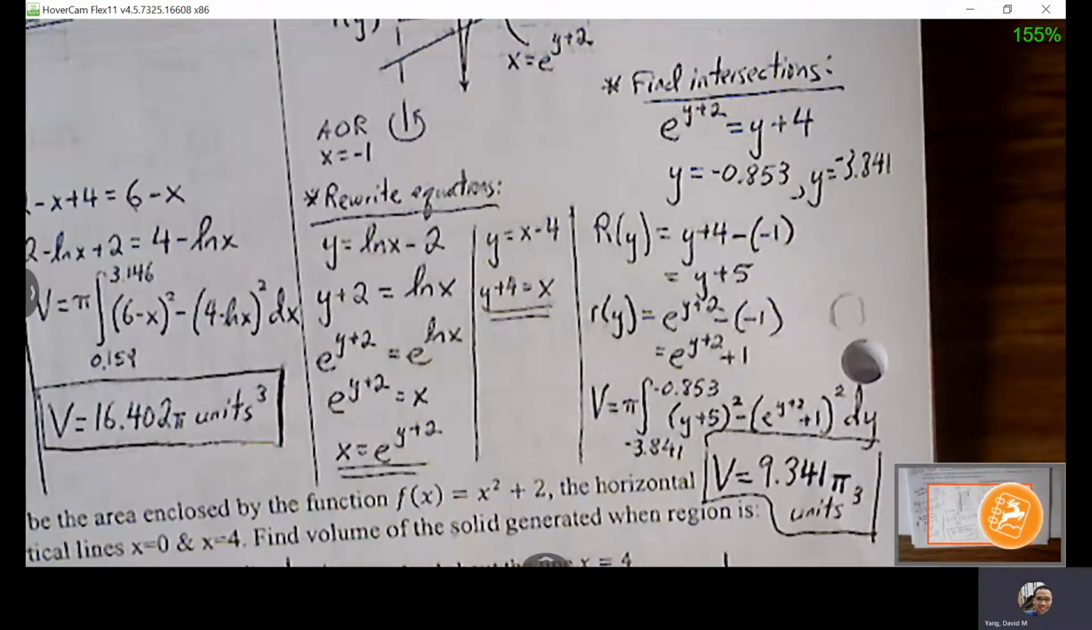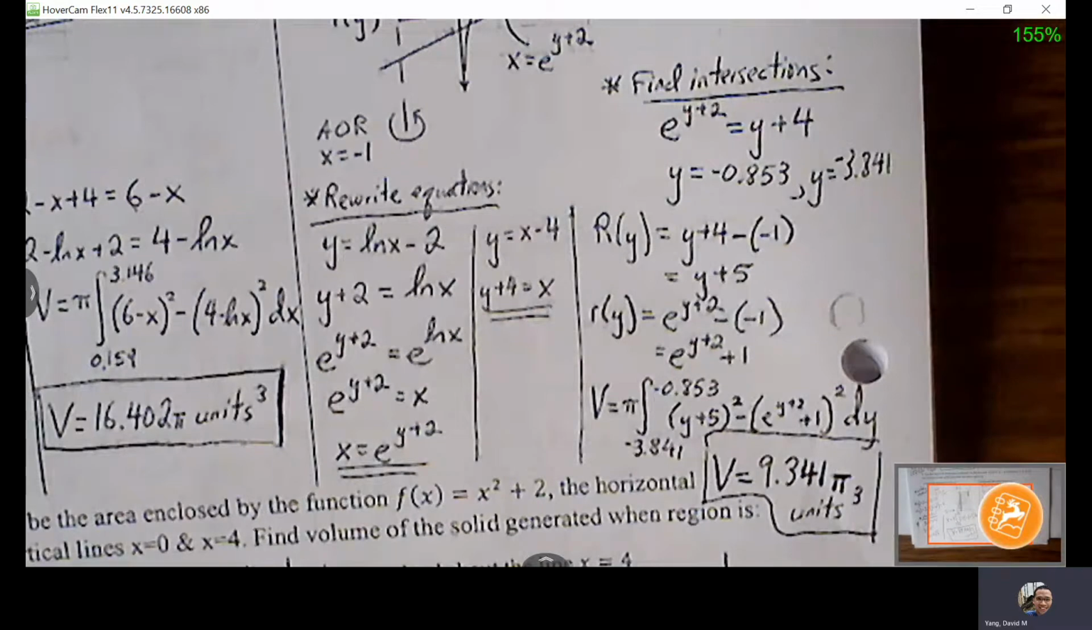Yeah, I want to use numSolve. I would just take the x value that you got from part A, the intersection, plug it into either function, and you should be able to get this -0.853. Okay. So take the 0.1586 and the 3.146 and insert into either equation, and they'll give you the y values there.